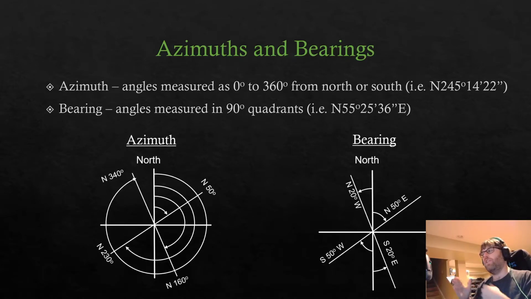Bearings are measured in 90-degree quadrants. So you can break it up northeast, southwest, and your top right quadrant would be the northeast quadrant. Your bottom right would be southeast, so on and so forth. And the way that starts is if it says north some angle, so say it says north 50 degrees, okay, we're going 50 degrees. Are we going east or west? North 50 degrees east. Okay, we went that way, and that's how it works.